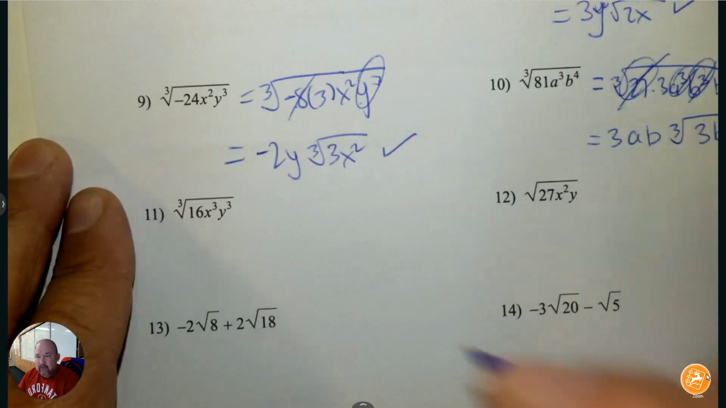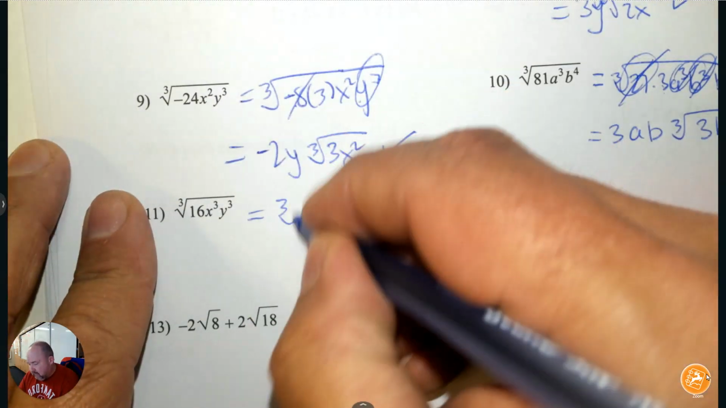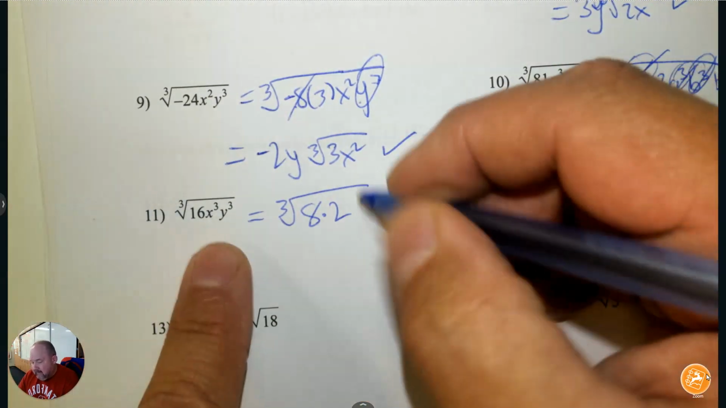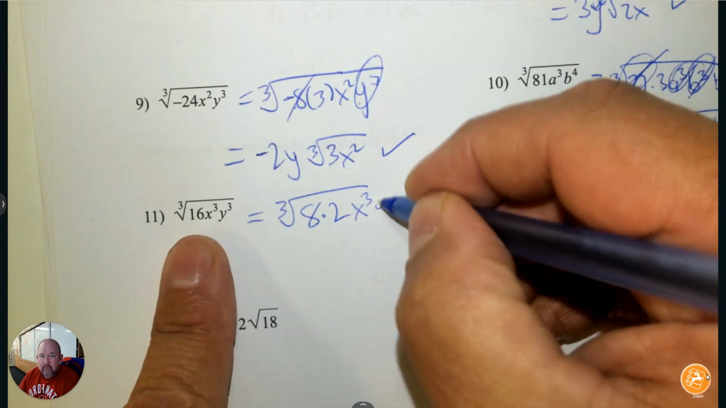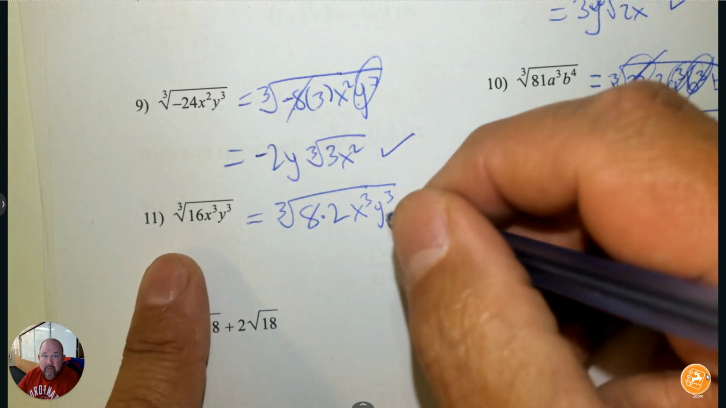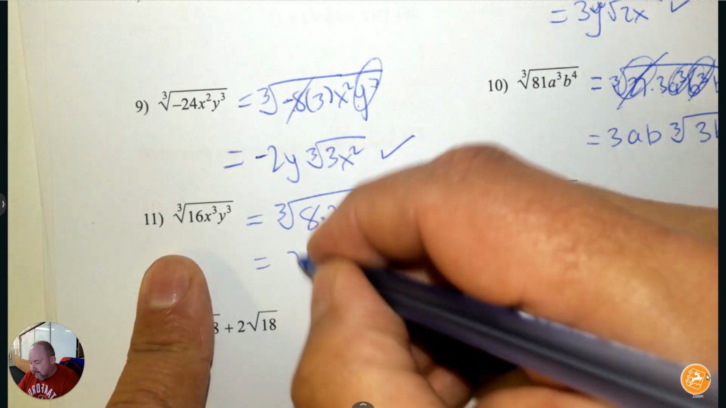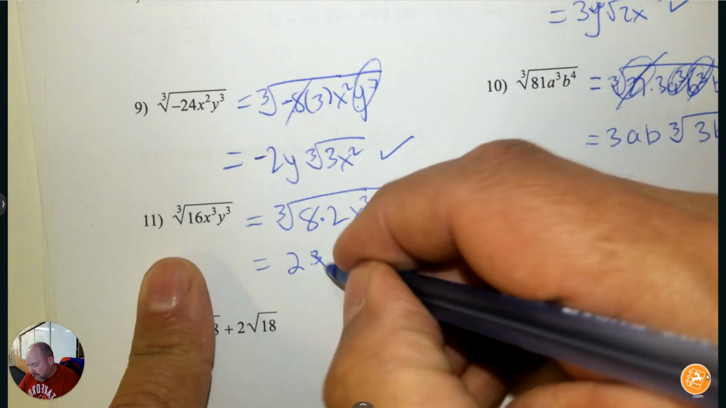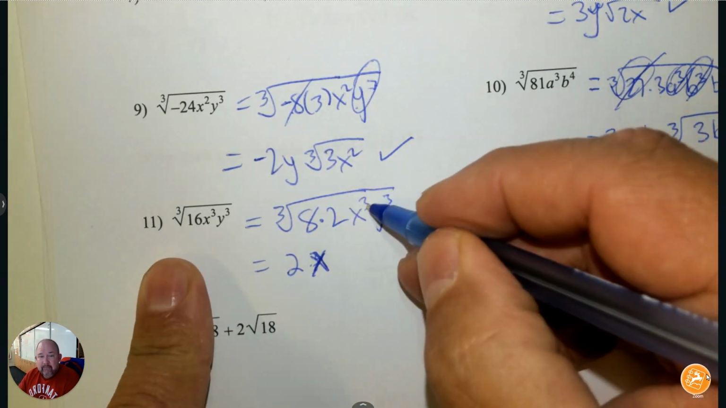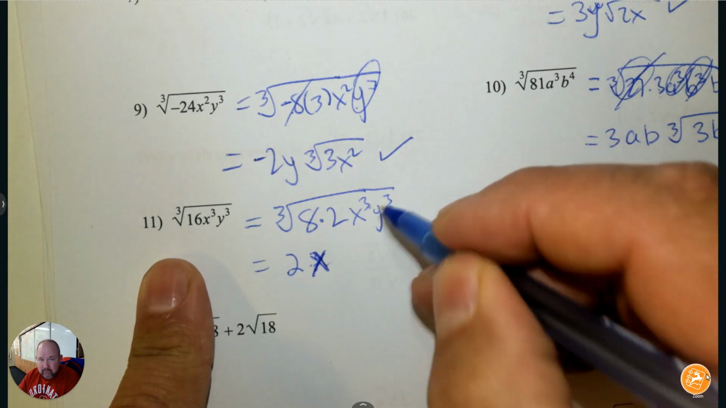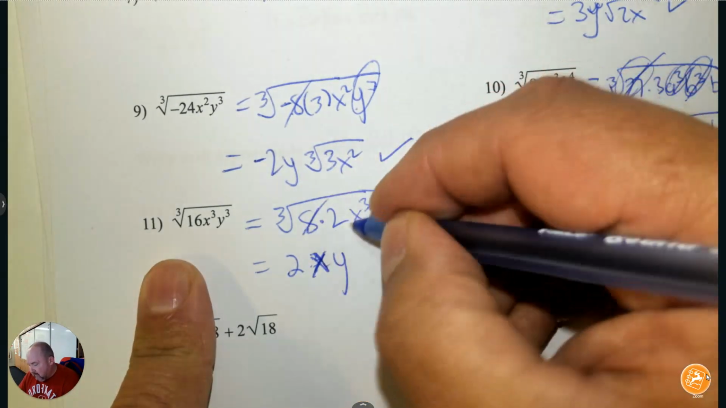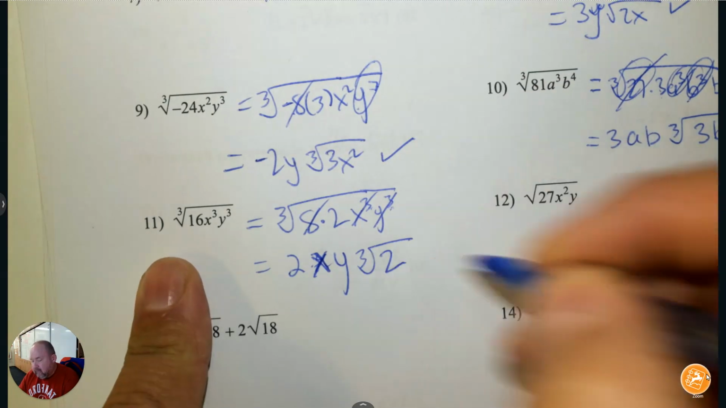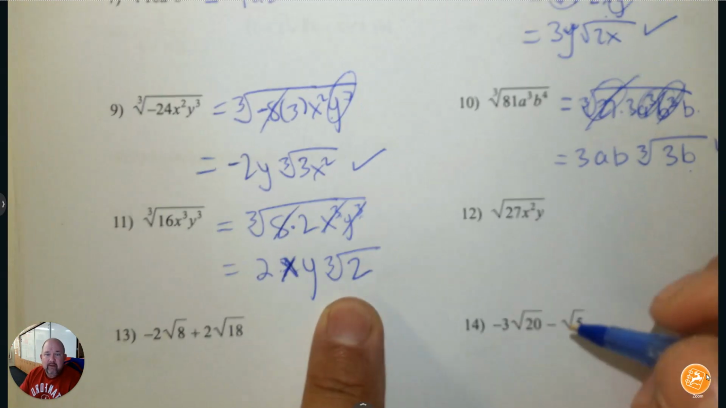Keep going. Cube root of 16, break it down. What number can you cube root that goes into 16 evenly? That's 8. 8 times 2, and then x cubed and y cubed are perfect because you can divide by 3. So the cube root of 8, the cube root of x cubed, divide by 3 and you get 1x, divide by 3 and you get 1y. So all of these we cube root. The only thing we couldn't cube root is 2, and it's left behind.